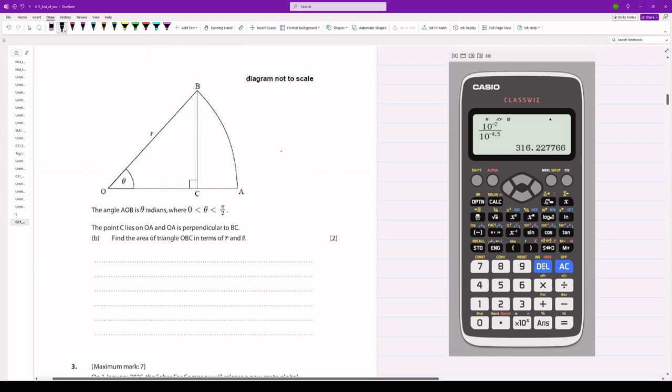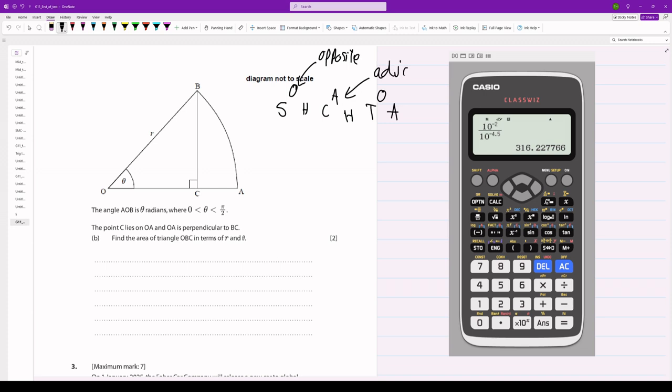Next up, SOHCAHTOA. If you're not sure why I've just randomly shouted out SOHCAHTOA, this is a trigonometry thing. So you've got your opposite, adjacent, and hypotenuse sides.